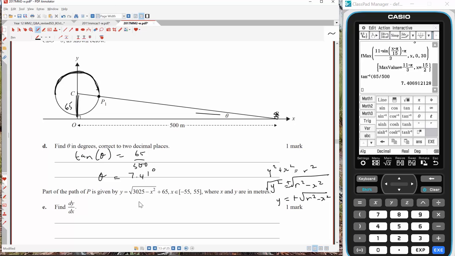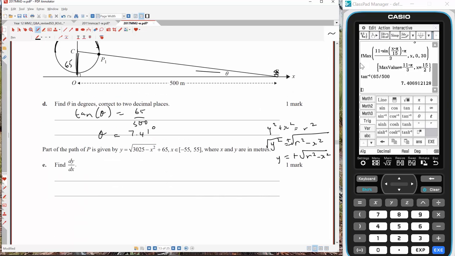Okay, so find dy/dx of this for some unknown reason. So let's do it. Define g of x is equal to root 3025 take away x squared plus 65. Now it has to be the top half of the circle as well. They can't model the whole thing because we can't derive a non-function. Okay, so the top half of the circle is a function, so we can get a derivative of that.